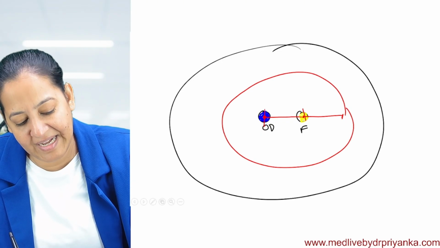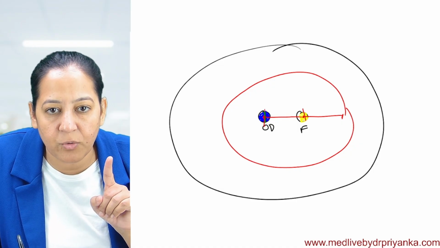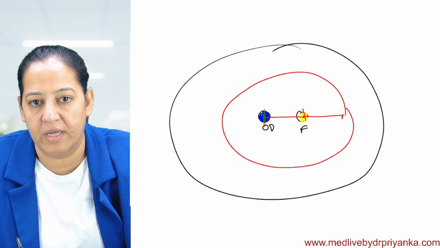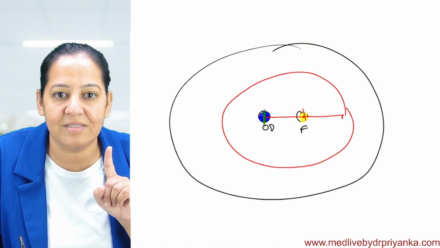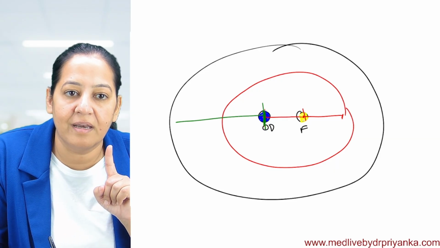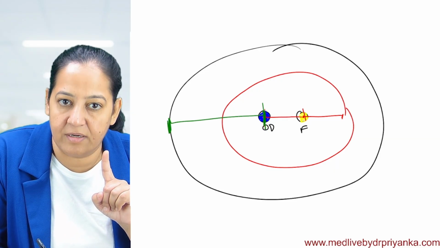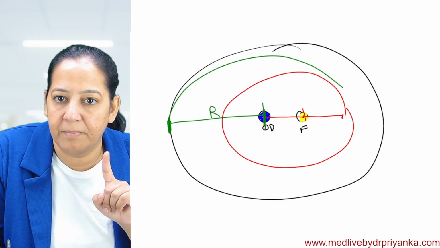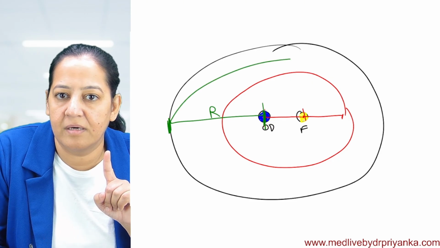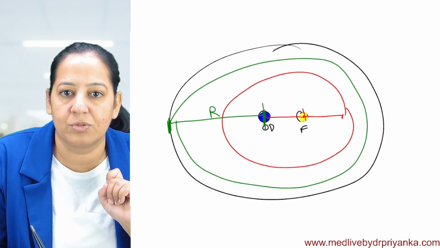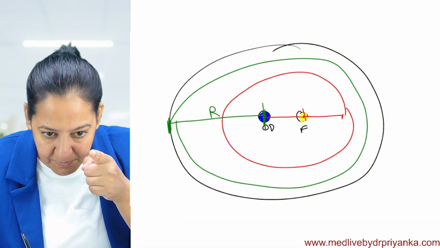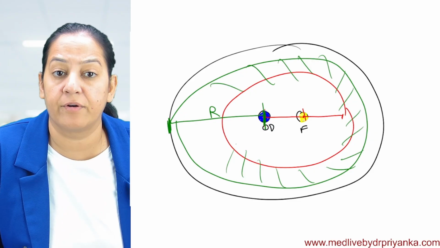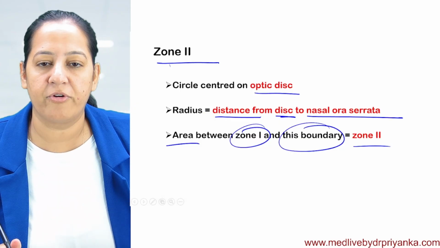For zone 2, again take the center as the optic disc only. But the radius this time is from the optic disc till the nasal ora serrata. Take this as a radius and make a circle from here. So this is zone 2, the distance between the red and the green circle. Zone 2 is moderately severe, not very severe. Very severe is zone 1.